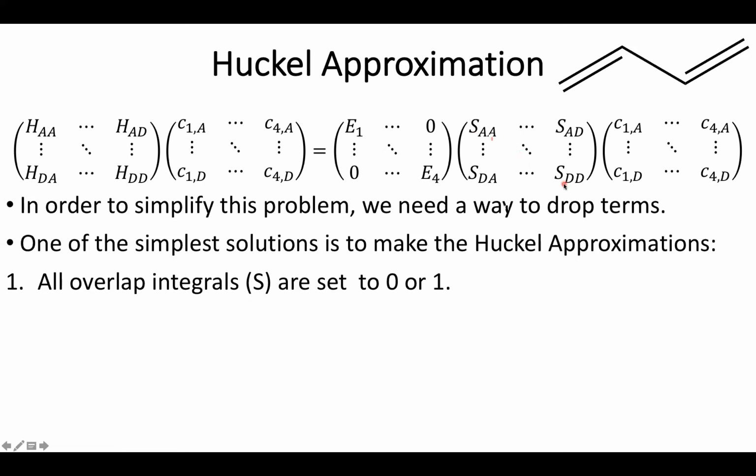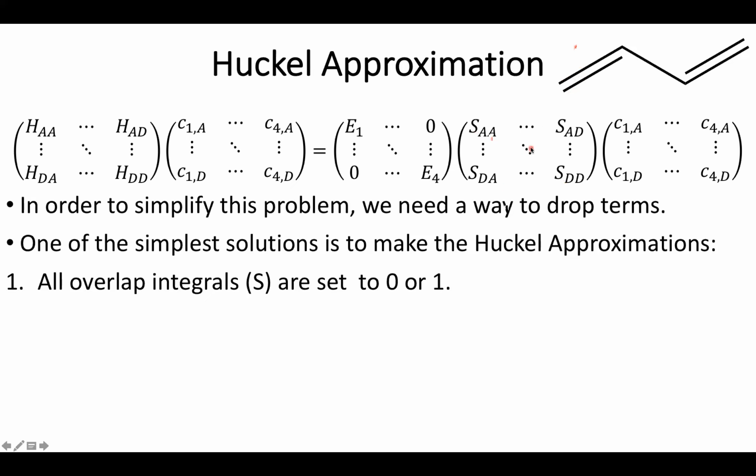And then I'm going to say, well, these are p orbitals. I'm looking at a pi system. And if you may have noted from the last quiz, the overlap in between adjacent pi orbitals is actually pretty low.